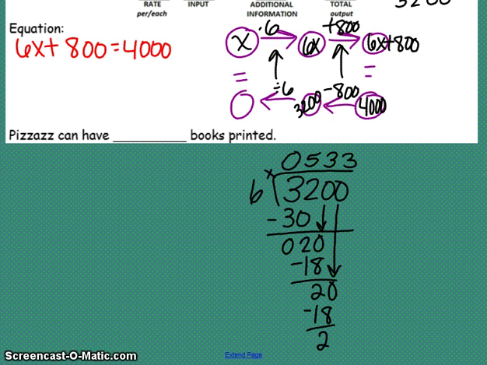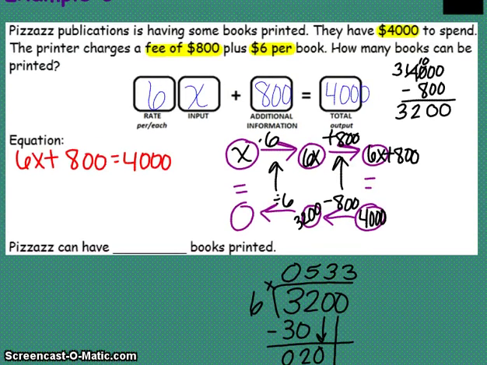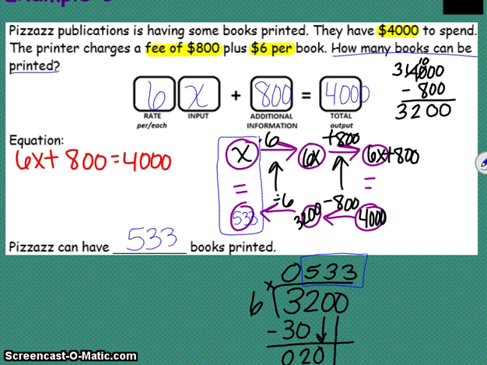But now I have to go back and look at my question because I don't really like remainders, but let's see if I need to keep going. So it says, how many books can be printed? Well, can I have a decimal of a book? Absolutely not. So I know that my answer is going to be approximately 533 books. Go ahead and write that in your sentence. 533 books. I cannot have 0.1 of a book or 0.2 of a book. I can only have a whole number of books.